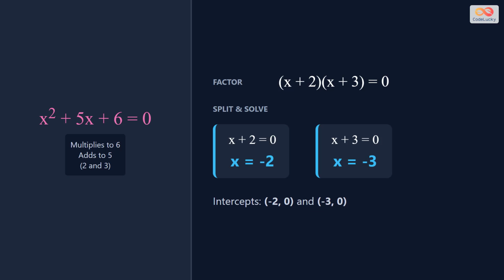So this factors into x plus 2 times x plus 3. Setting each factor to 0 gives us our solutions. x equals negative 2 and x equals negative 3.